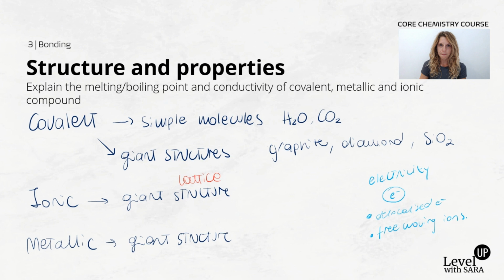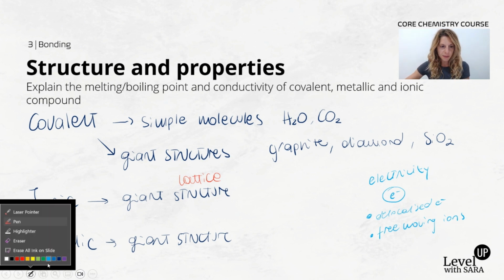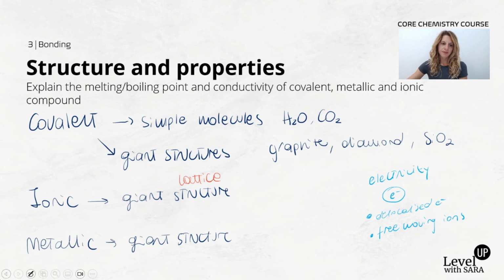So simple molecules, where are the electrons? Can you think about it for a moment? The electrons are shared between the bonds, so there are no delocalized electrons. Are there ions? No, because it's a covalent bond. We only have non-metals, so they're not charged in this case. So they're not conductive in any state. They don't conduct electricity because they don't have delocalized electrons or free moving ions.